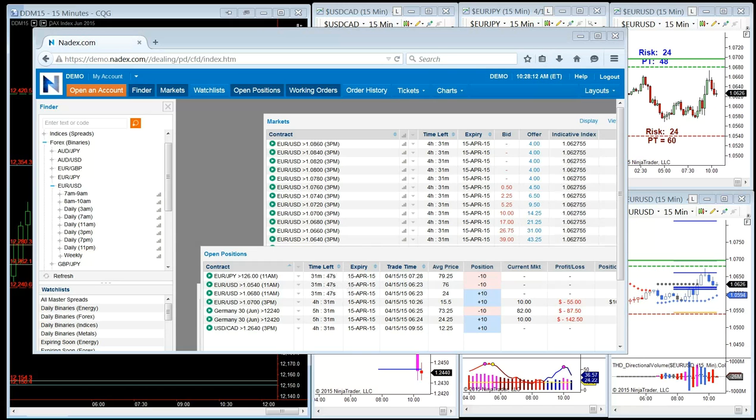I did 10. Total risk on that was 15.50, which is $155. Profit target is 32, correct? So total profit would be 320. Let's see how that one works out.